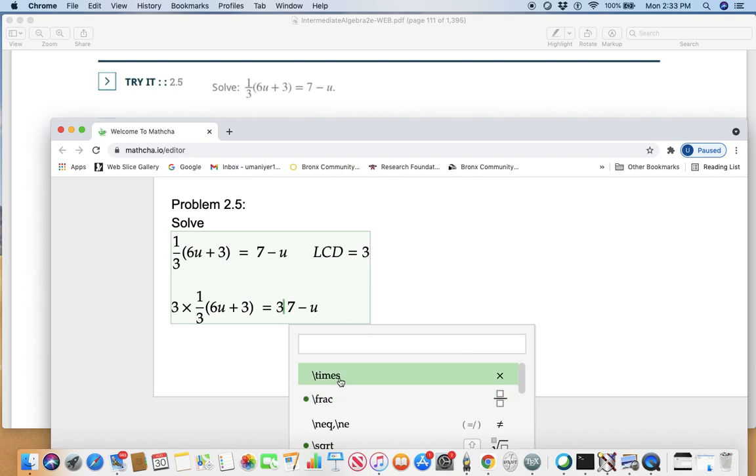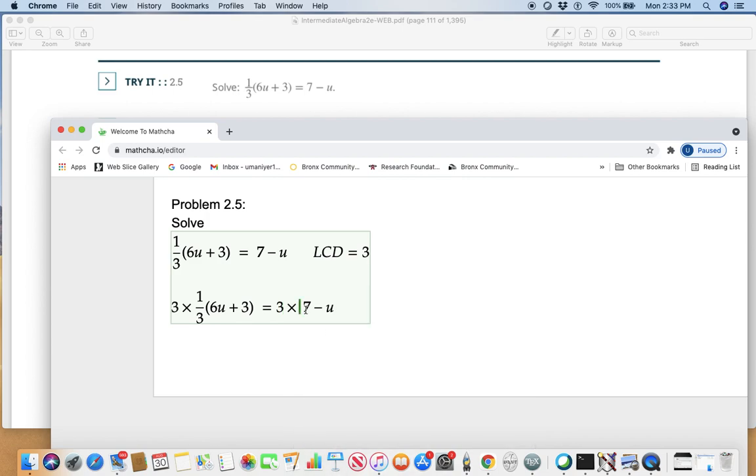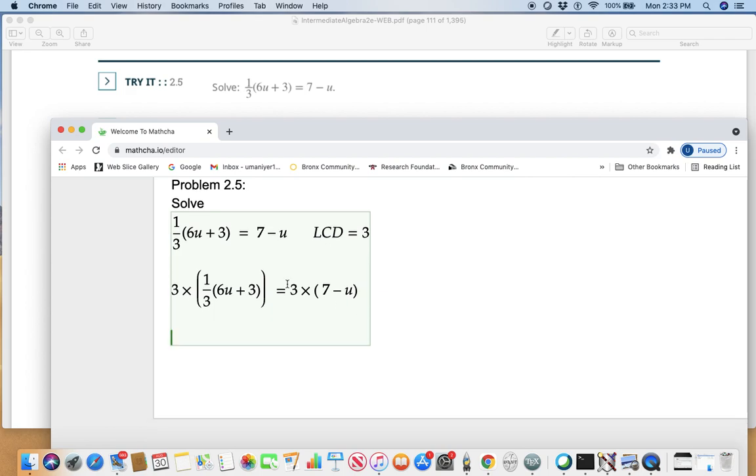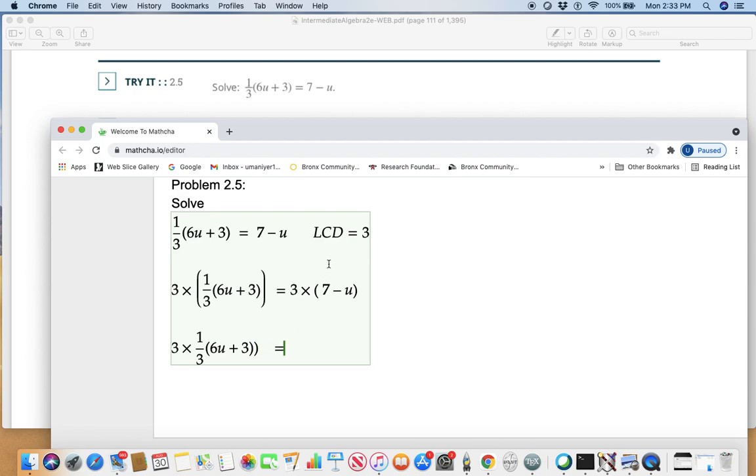Remember, I'm multiplying the sides, so each side goes in parentheses. At this point, notice this is a multiplication, that's a multiplication. I can rewrite the left-hand side without parentheses. For the right-hand side, I will have to distribute the 3.